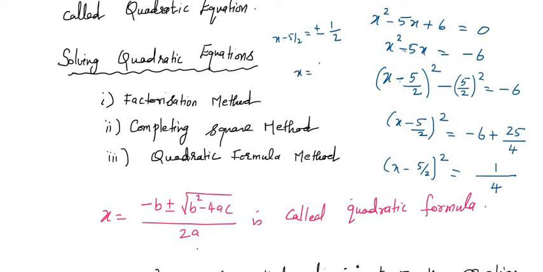x is equal to 5 by 2 plus or minus 1 by 2. That is 5 by 2 plus 1 by 2, this is one solution. And 5 by 2 minus 1 by 2, this is another solution. If I add, 5 plus 1, 6 by 2. What is 6 by 2? This gives 3. And 5 by 2 minus 1 by 2, 5 minus 1 is 4 by 2, that is 2. That's what we got in the factorization method also.